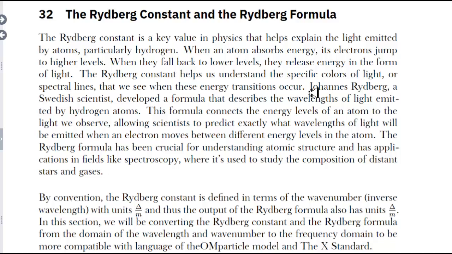energy transitions occur. Johannes Rydberg, a Swedish scientist, developed a formula that describes the wavelengths of light, the frequencies of light that are emitted by the hydrogen atom. This formula connects the energy levels of an atom to the light we observe, allowing scientists to predict exactly what wavelengths of light will be emitted when an electron moves between different energy levels in the atom.